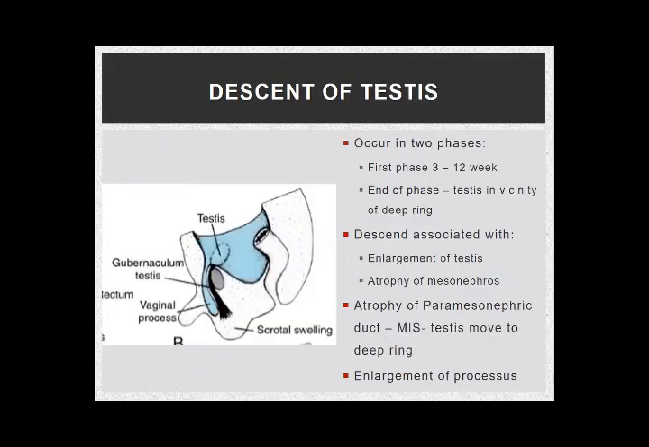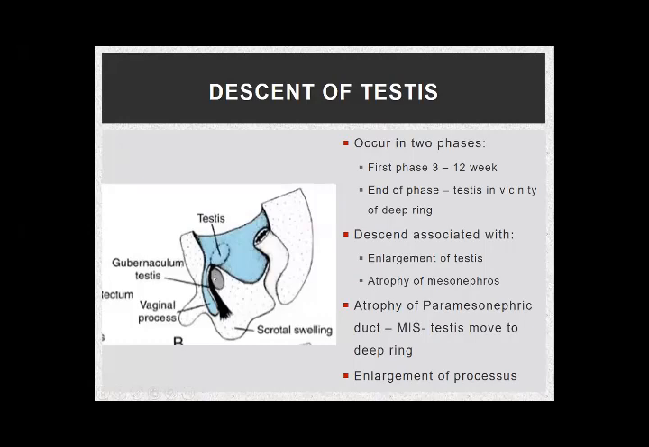Now what happens is the testis begins to develop. I told you the testis develops at the level of T10 on the posterior abdominal wall. It descends in two phases. First phase is between 3 to 12 weeks, and this phase ends when the testis is at the level of the deep ring. Now, why does the testis descend? क्यों descend करता है? एक तो ये कि the testis enlarges in size, needs more space. Abdomen में इतनी space नहीं है, so it comes down.